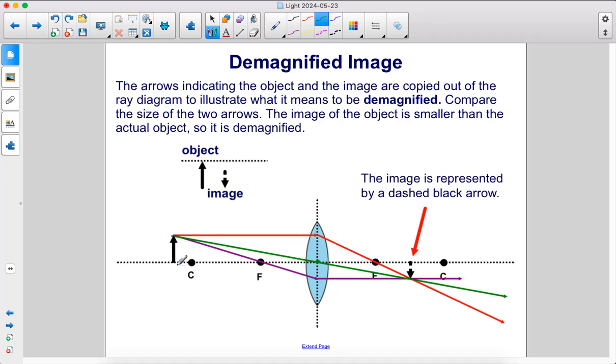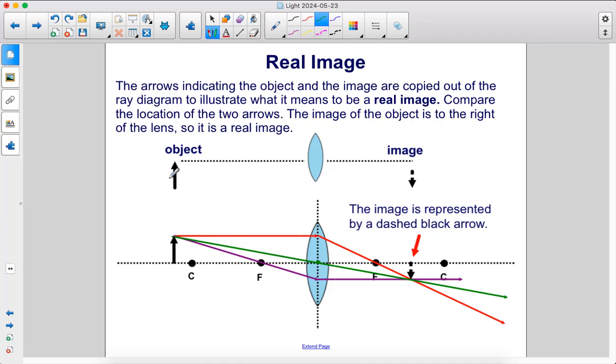The arrows indicating the object and the image are copied out of the ray diagram here in order to illustrate what it means to be demagnified. Compare the size of the 2 arrows. The image of the object is smaller than the actual object, therefore it is demagnified. The arrows are copied out of the ray diagram to illustrate what it means to be a real image. Compare the location of the 2 arrows. The image of the object is to the right of the lens, so it is a real image.